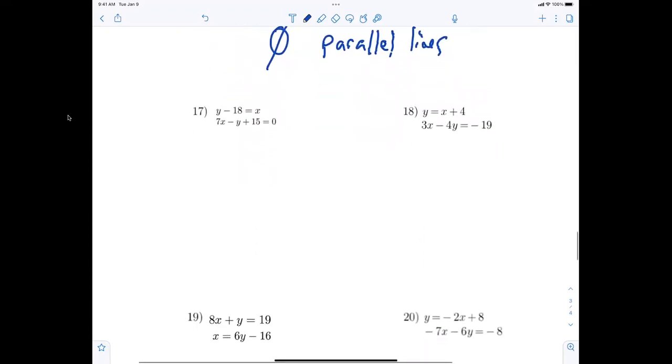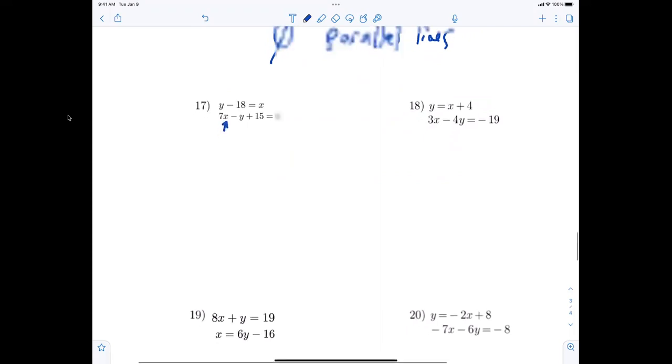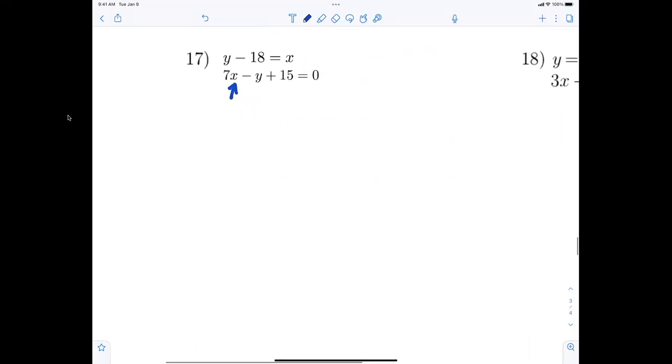All right, 17. I try to trick you on this one. What does x equal? x equals y minus 18. See how it's y minus 18? Yeah. So I see this x, I'm going to replace it with y minus 18. Everybody okay with that? Distributing.